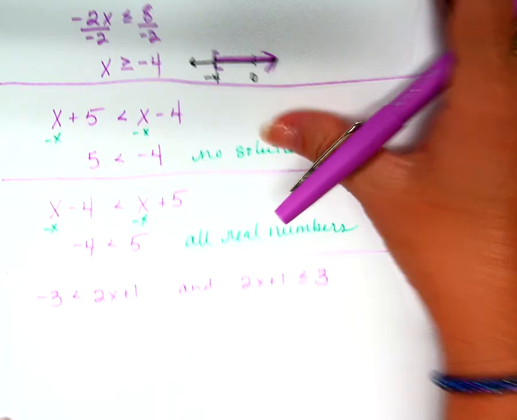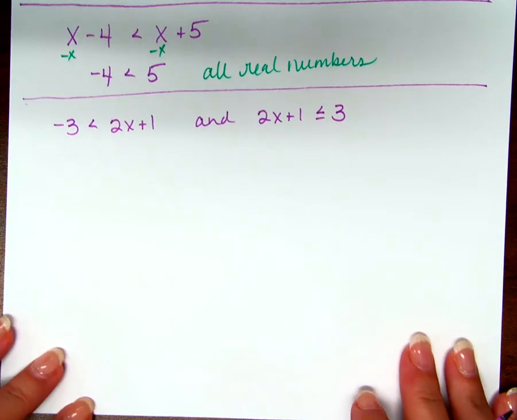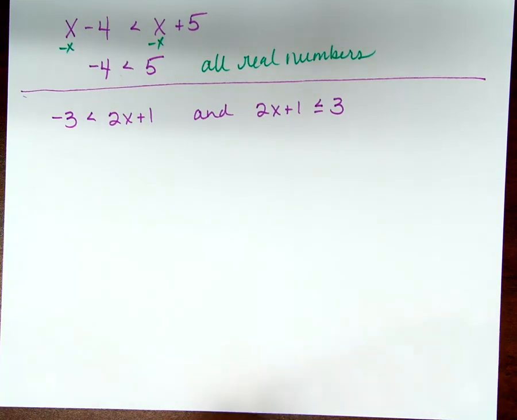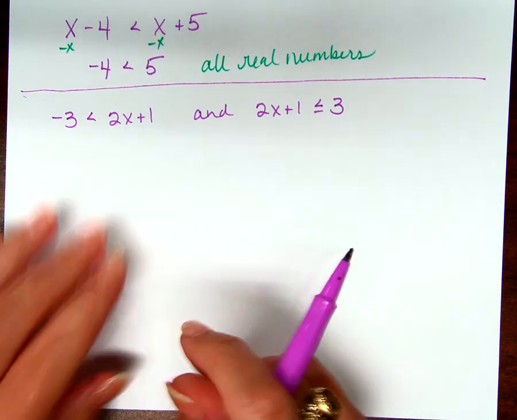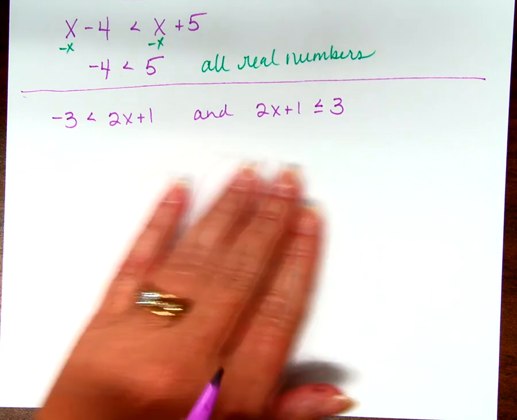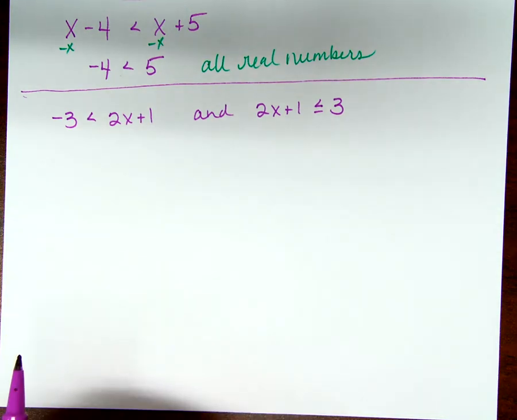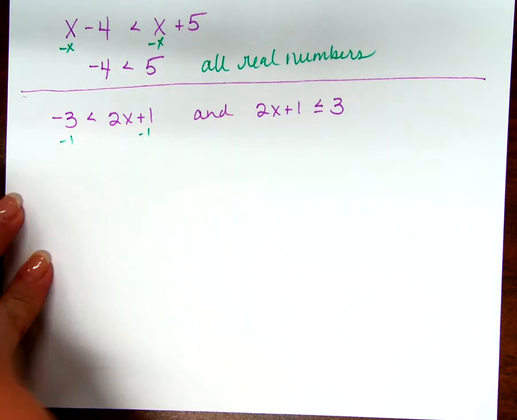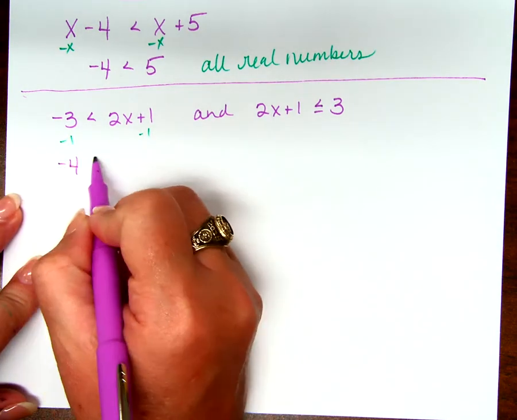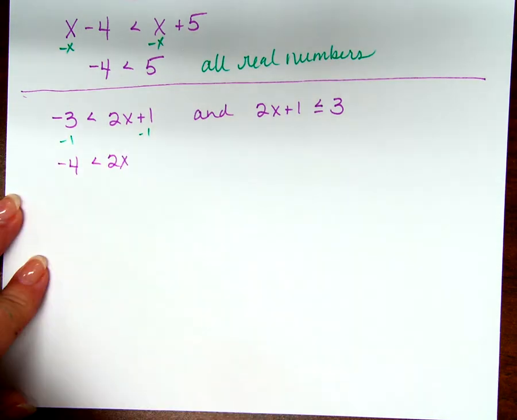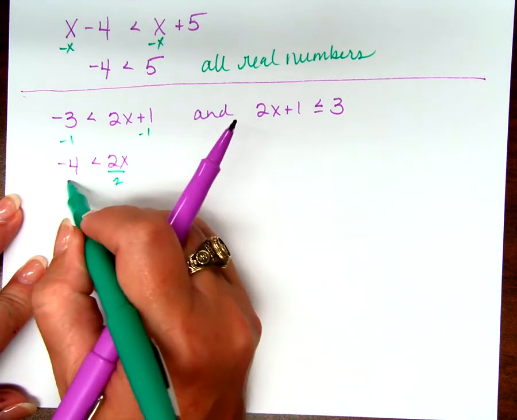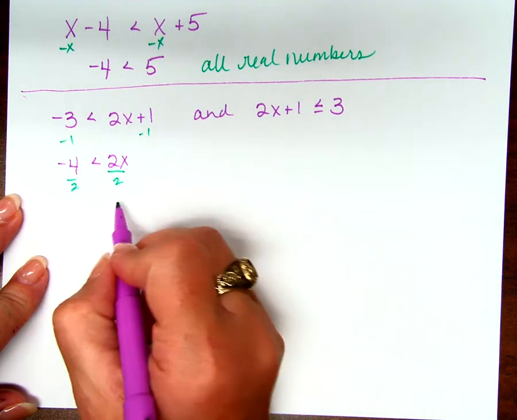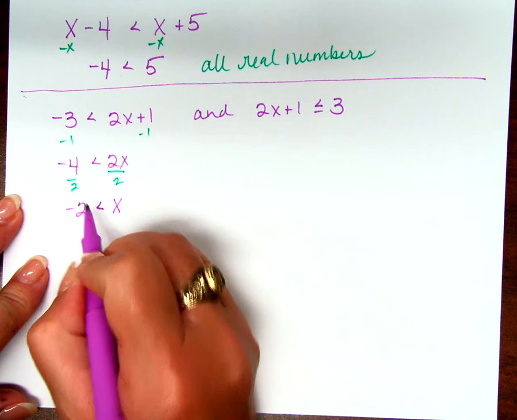Remember doing and or statements? That's what we called them. That's what our book called them. This book calls them compound inequalities. That's what they really are called. Okay? Well, it just means I solve this one and then I solve this one. That's all it means. Okay? So minus 1, minus 1. Negative 4 is less than 2x. Divide both sides by 2. x is greater than negative 2.